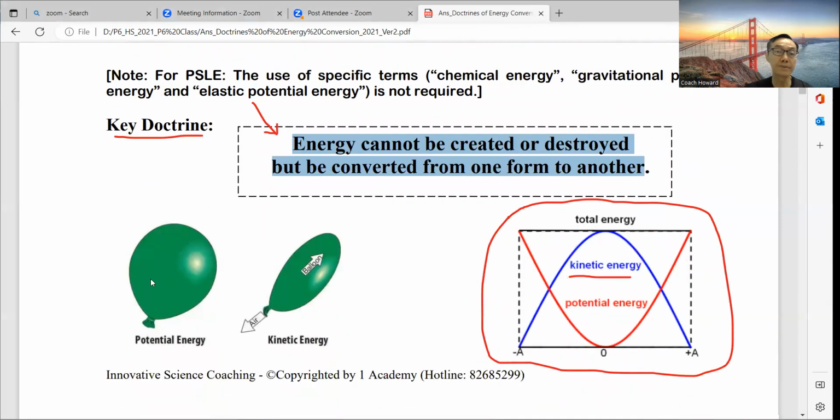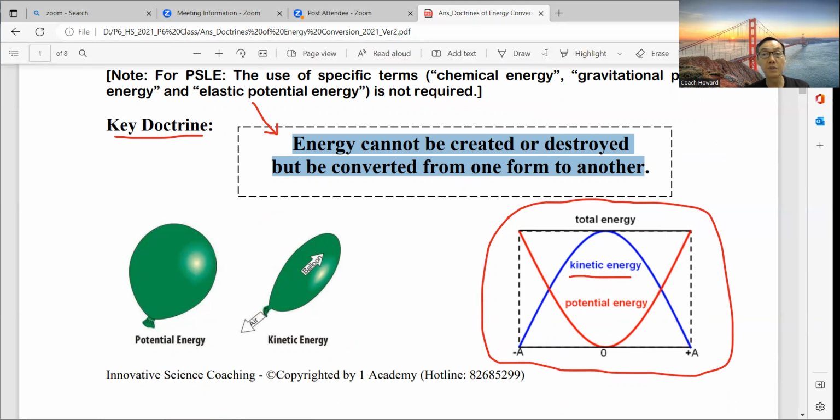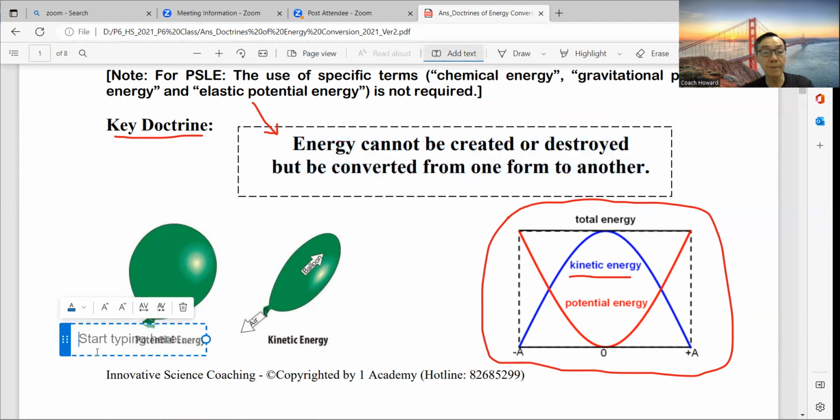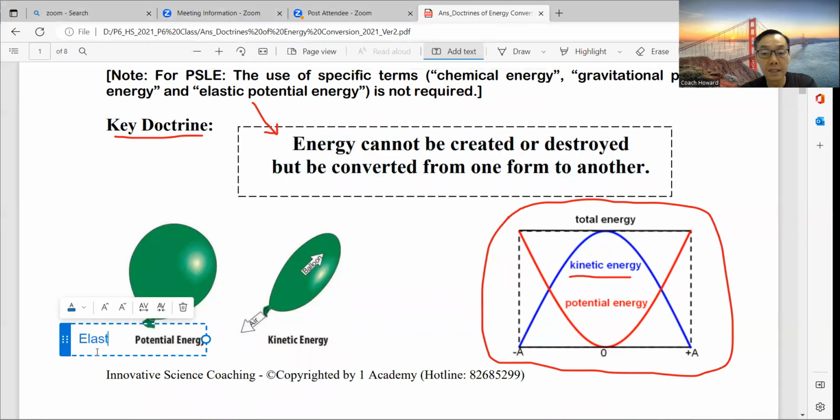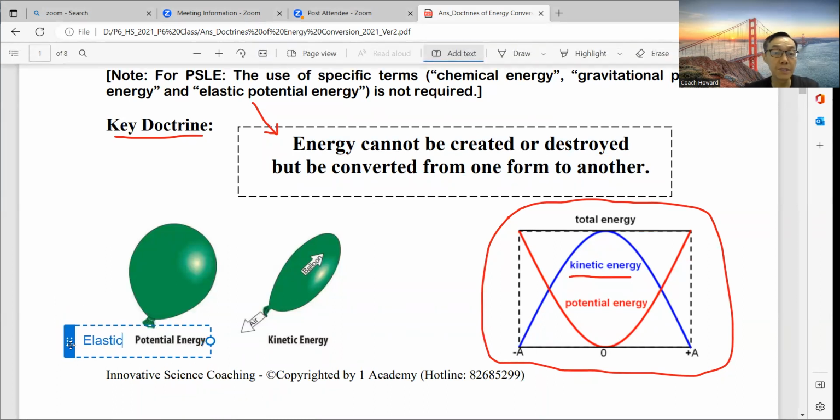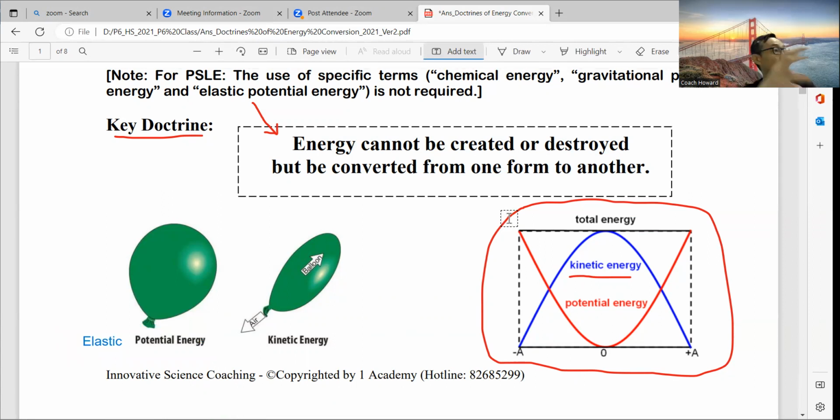Okay, here's an example. If you inflate a balloon, because the balloon is made of elastic material, the energy stored inside is actually the elastic potential energy. So what I want you to do is put in the word elastic here to make it more specific. Then why is it elastic potential energy? It's very simple because the material is elastic. So the energy that is stored inside is hidden. So how do we release this energy? You will release the balloon, right?